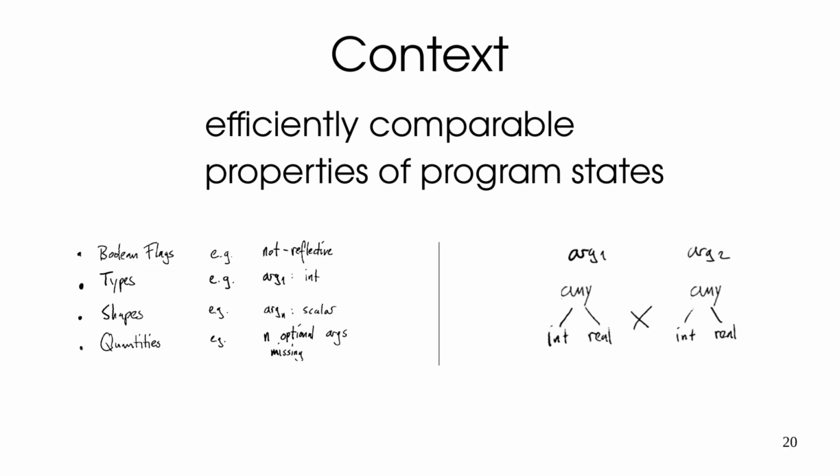The second requirement for contexts is that they form an efficiently comparable lattice. And for example, if we were to test the types of the first two arguments, and in particular we want to know whether they're ints or reals, then we would use the lattice that you can see on the right. Basically, for each type, it can be either int, real, or anything else. And then we take the product of these two lattices, which forms again a lattice that we can use to order the specialization of different functions.